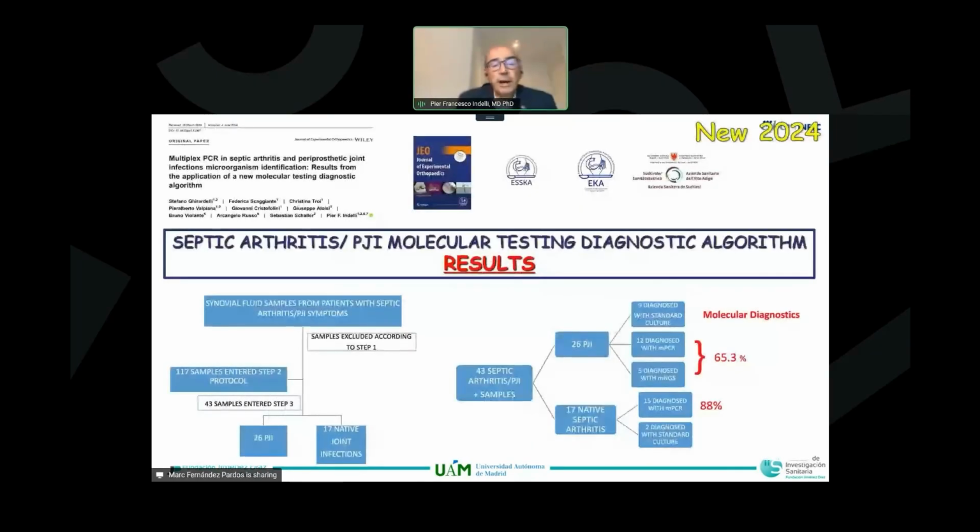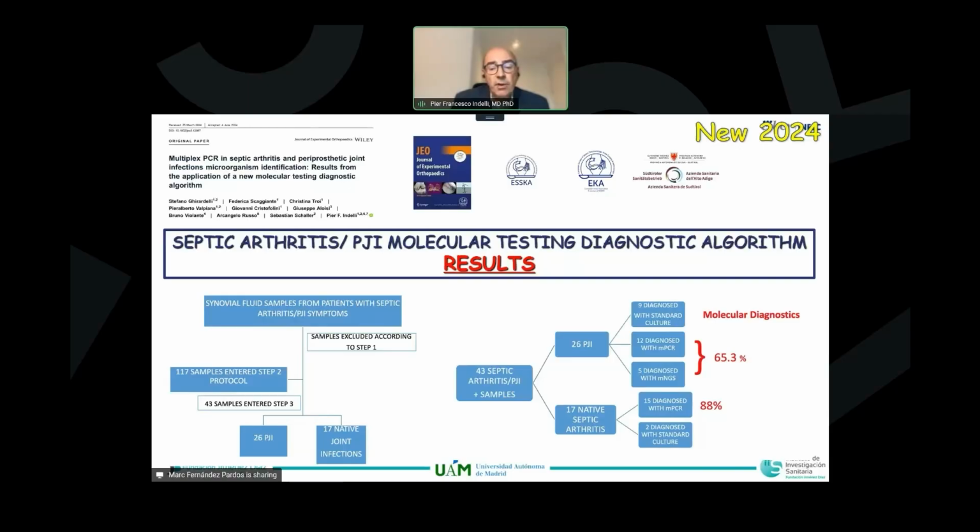So we look at our database. We started using, as I told you, this diagnostic algorithm in 2023. We looked at our first 43 septic arthritis and periprosthetic joint infection cases. You see here that in 26 PJIs, molecular diagnostics was determinant to identify the microorganism. You see 65% of the PJIs, molecular diagnostics helped us to identify the microorganism.